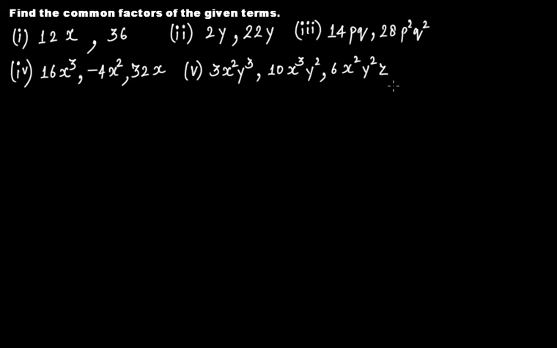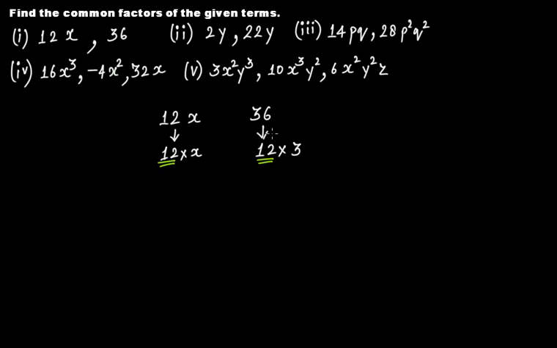Okay, so let's begin. Find the common factors of the given terms 12x and 36. You can write 36 as 12 multiplied by 3 and 12x as 12 multiplied by x. Now clearly this 12 in these two terms is common, right? So the common factor will be 12.